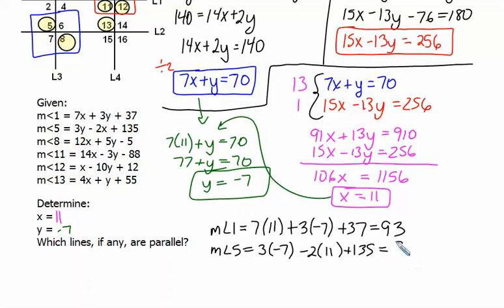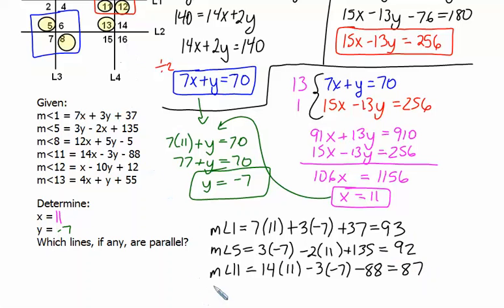Get 92. Need an angle from up top. I guess I'll go with 11. Seems kind of odd. So we'll go 14 times 11 minus 3 times the negative 7. Watch your negatives. Minus 88. And I'm getting 87 for that one.